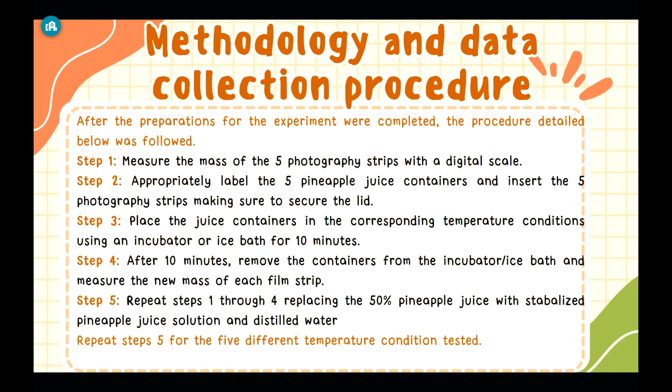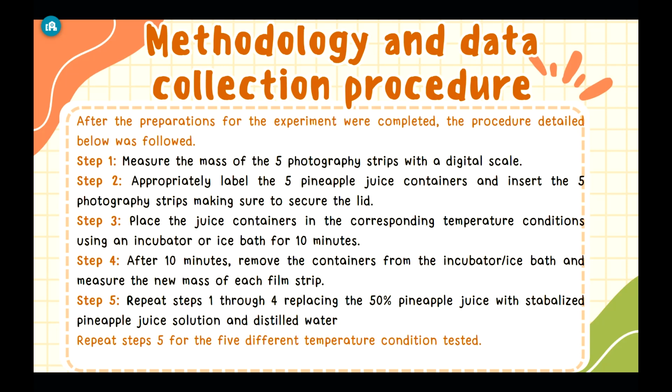Step 2. Appropriately label the 5 pineapple juice containers and insert the 5 photography strips, making sure to secure the lid. Step 3. Place the juice containers in the corresponding temperature conditions using an incubator or ice bath for 10 minutes. Step 4. After 10 minutes, remove the containers from the incubator/ice bath and measure the new mass of each film strip.